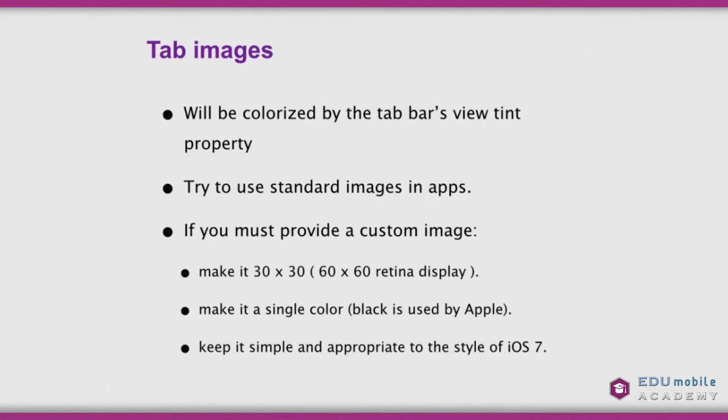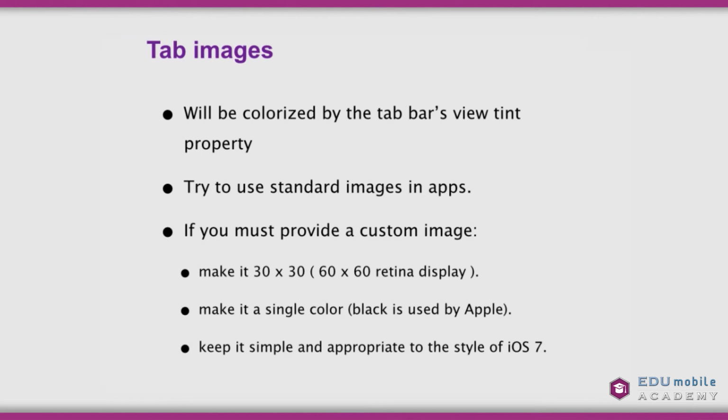Now, at the bottom, in the images, and at the beginning I showed a slide that showed the tab bar. Those images can be controlled by us, of course. They are going to automatically be colorized by the tab bar's view tint property. Now, we'll show this in the demo. That's a little bit confusing to say, but it's very simple to understand when we see it. Now, we're going to try to use standard images that Apple has provided in apps as much as we can, but sometimes we have to use a custom image because the standard provided images just don't make sense for what we're trying to do.